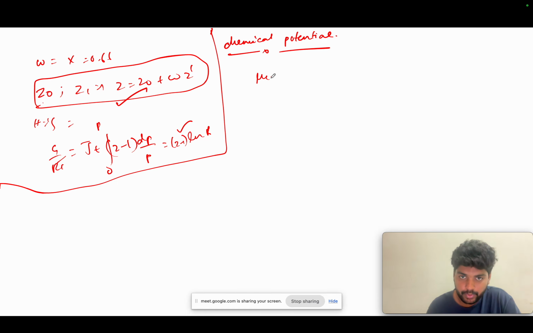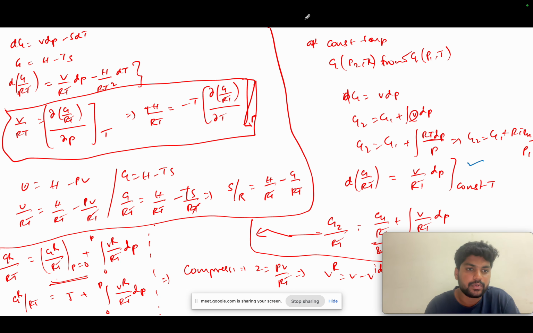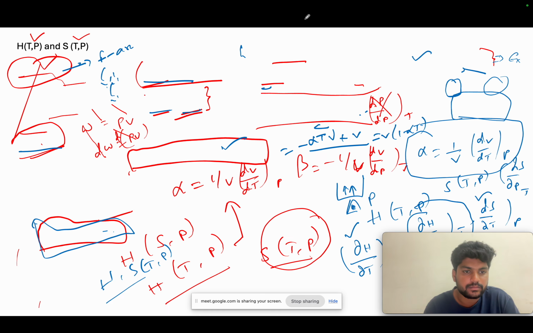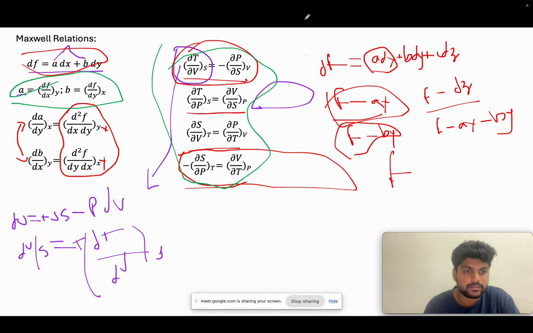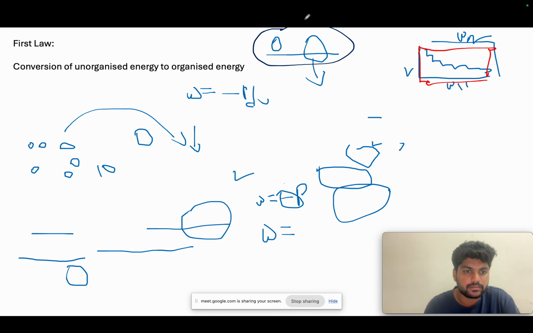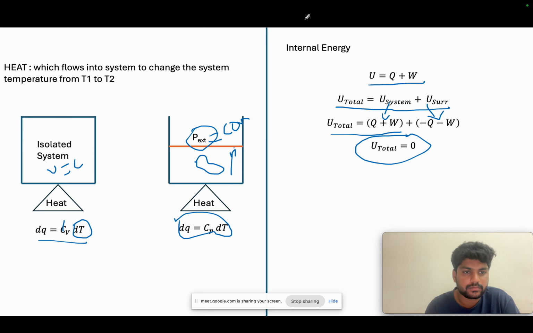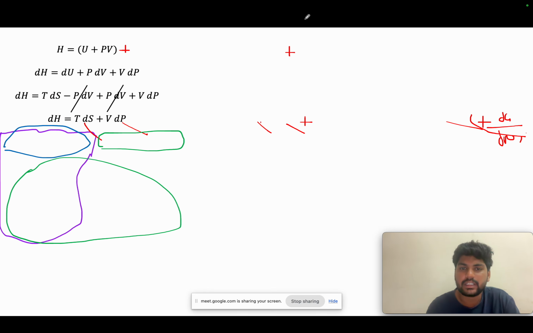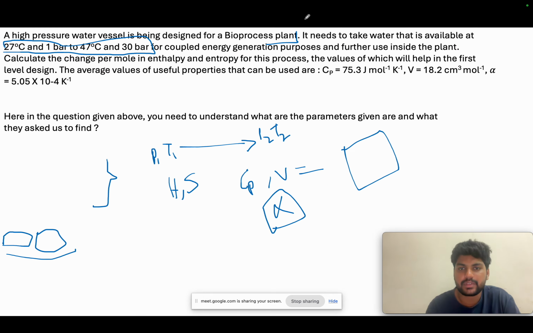So chemical potential mu, as you saw in the previous classes for open systems. If I take any function, I will take the open system of U, S, V, N. Otherwise I can take this equation also, the Gibbs free energy, because we are anyway talking about the Gibbs free energy.